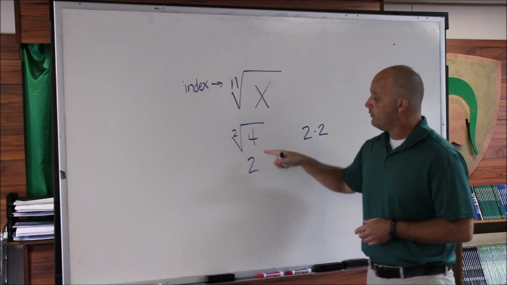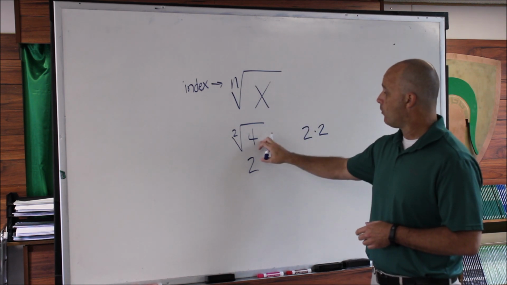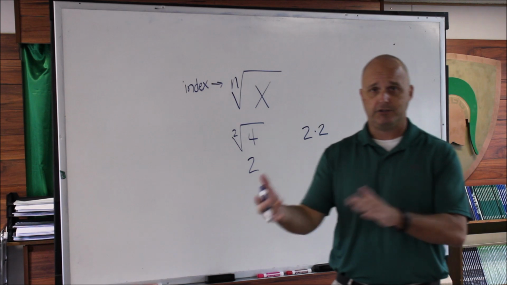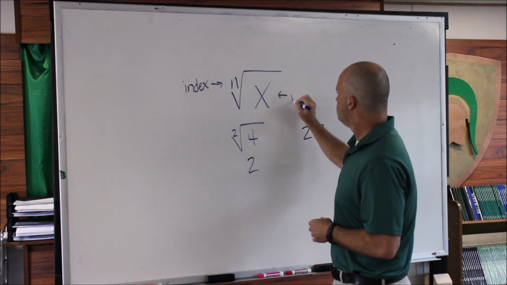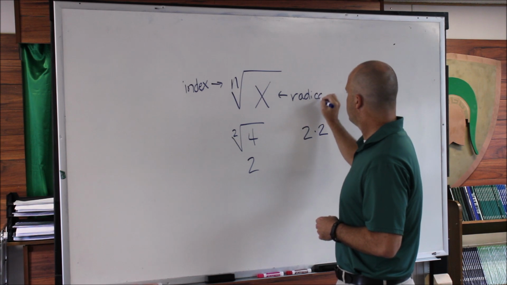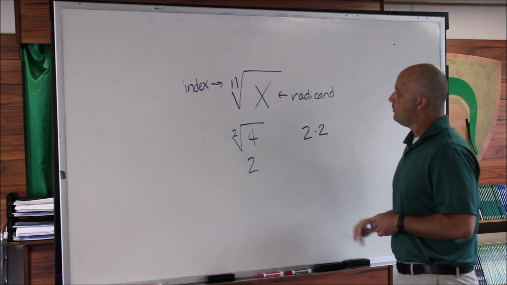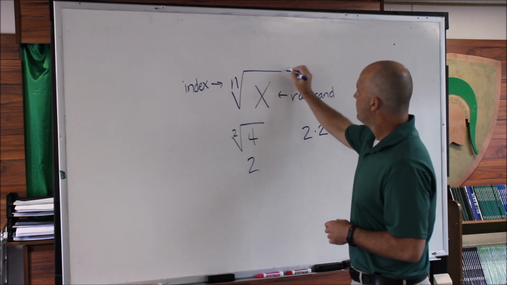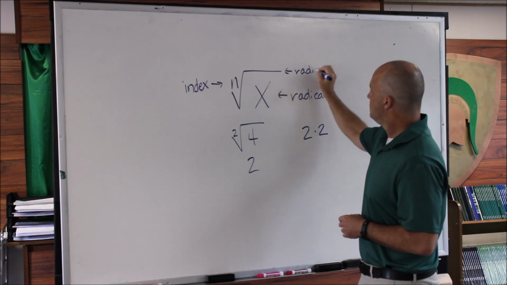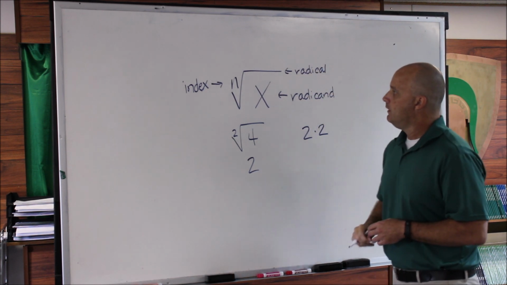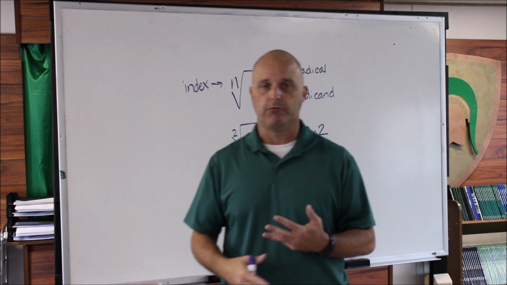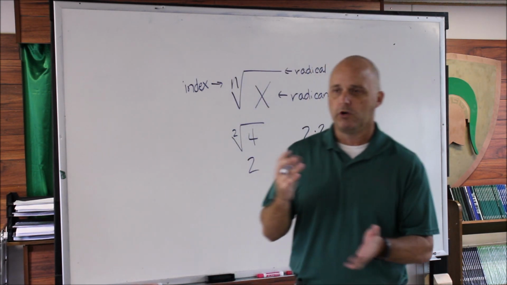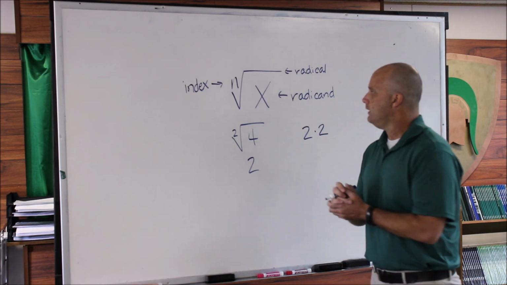The number that you're trying to get to when you do this process here is called the radicand. And then the radicand sits under the radical sign. Now this index could be anything. It could be 2, it could be 3, it could be 4.